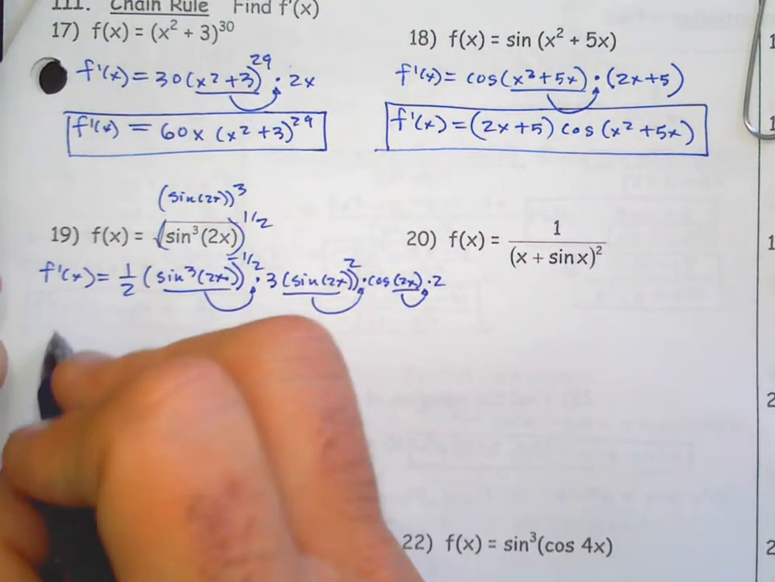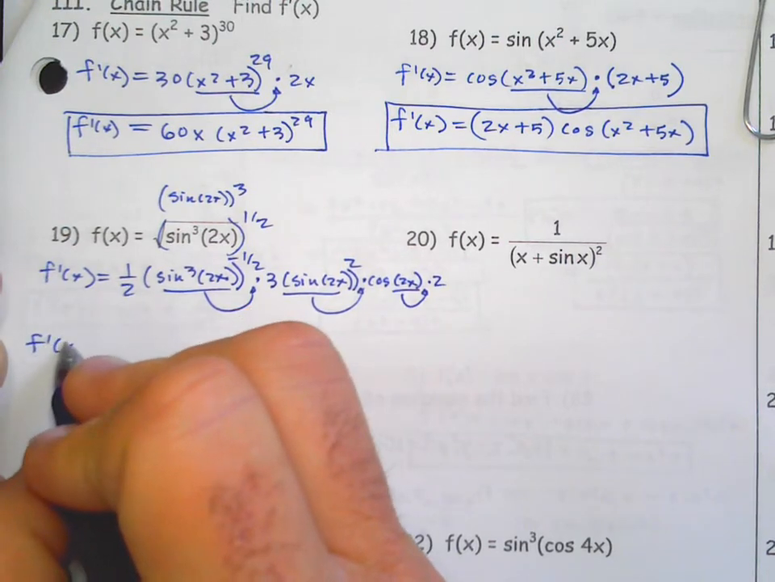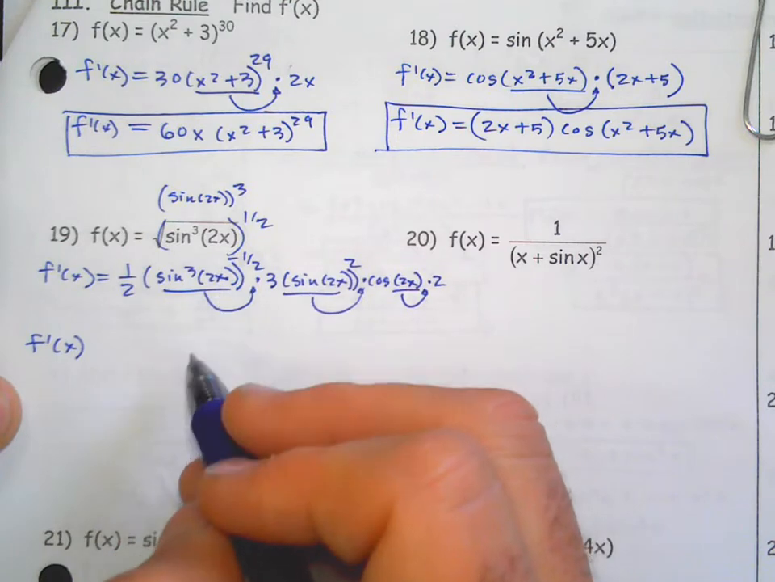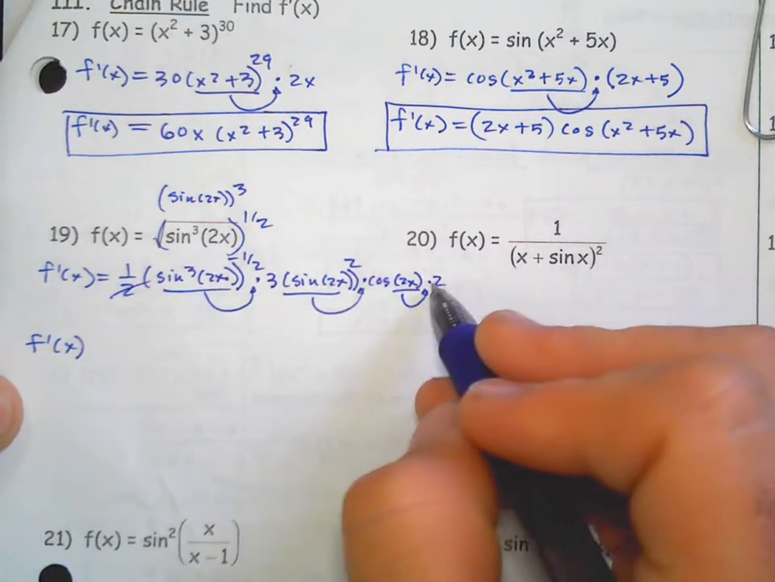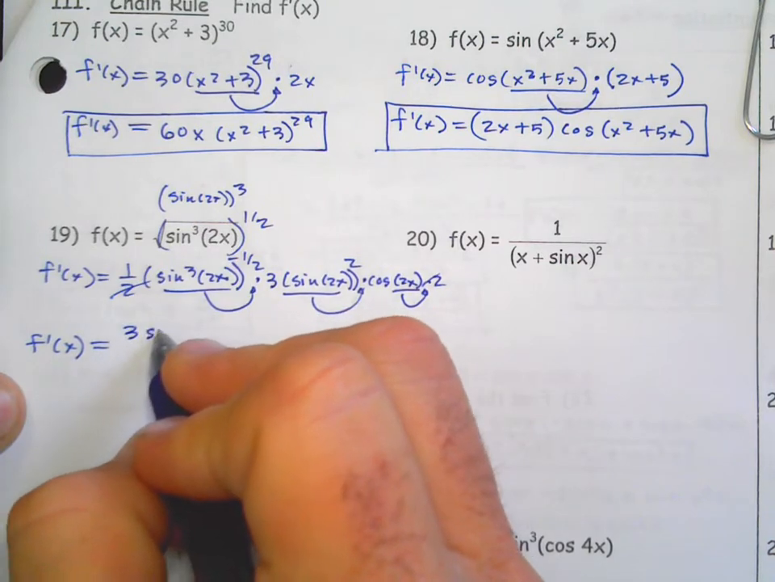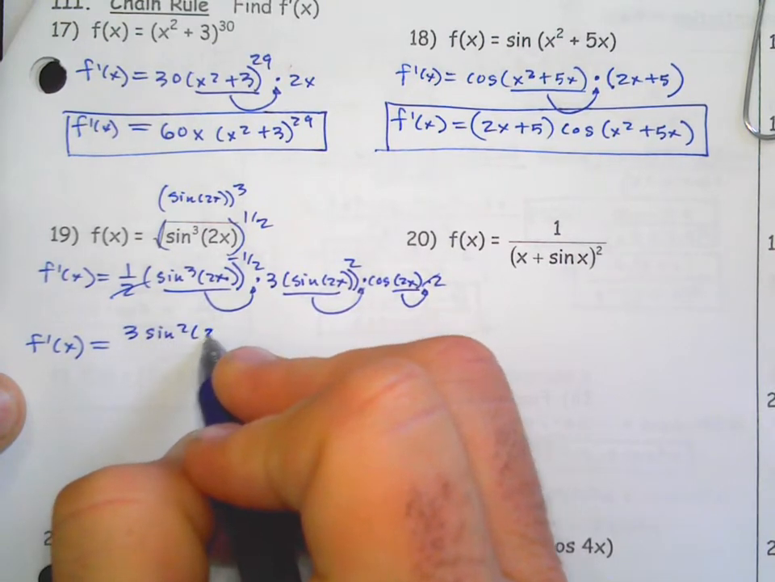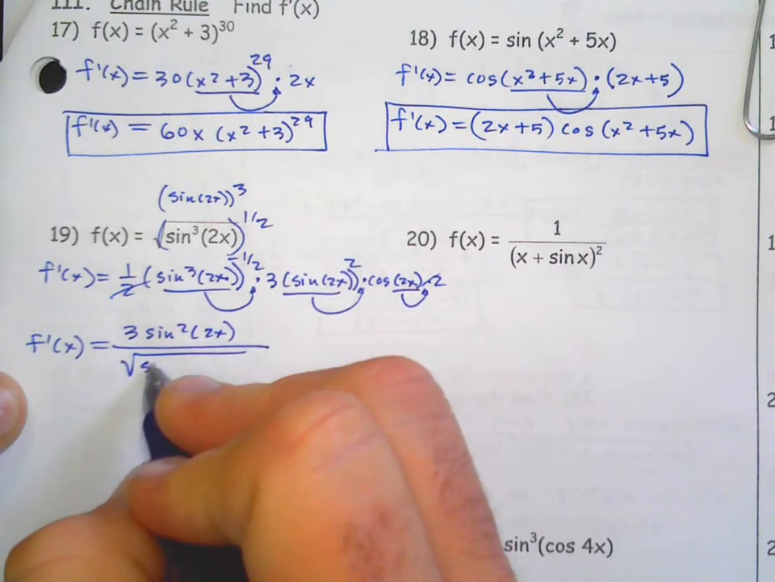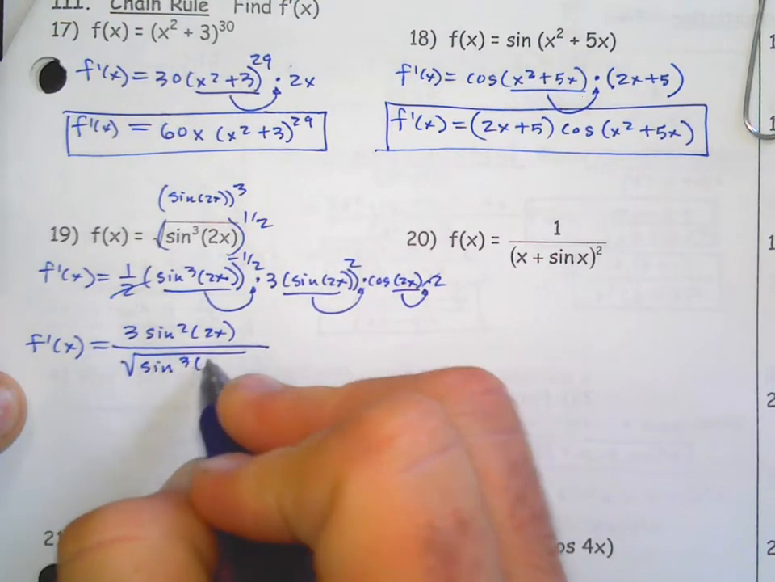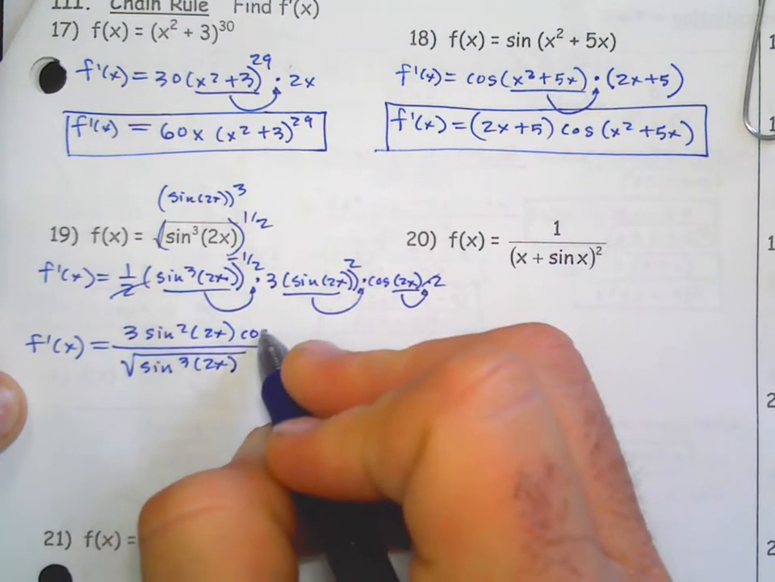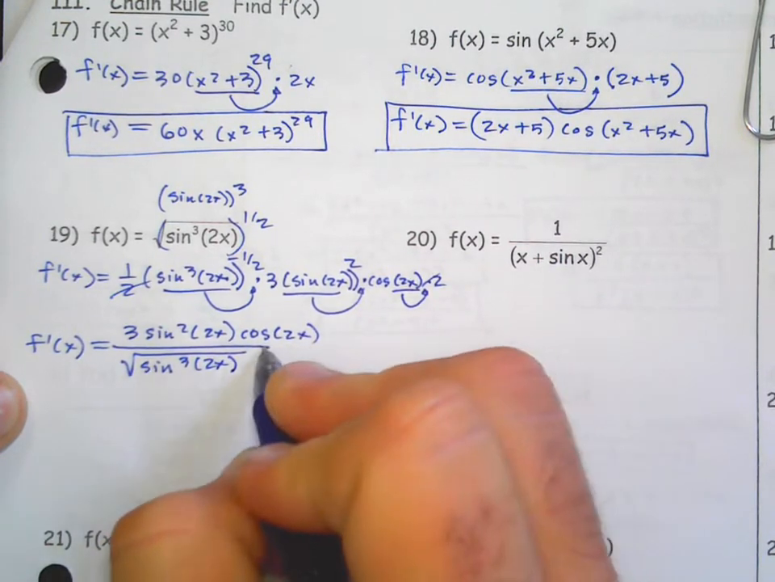Now, final answer, I don't want negative exponents. Okay, we changed the 1/2 back to the square root. So the negative is going to end up in the bottom. Now the 2's cancel. So we get 3 sine squared over the square root of sine cubed 2x. 3 sine squared cosine 2x. I forgot the cosine.